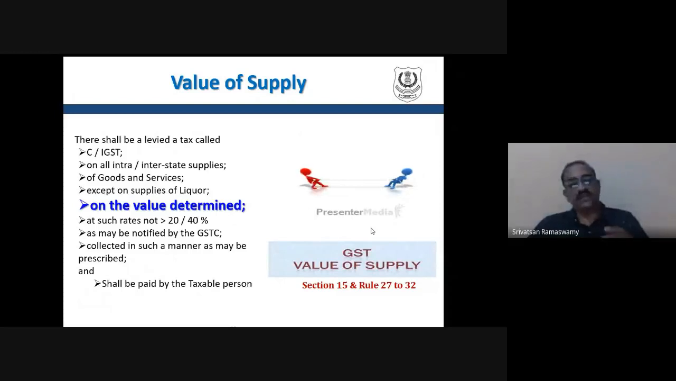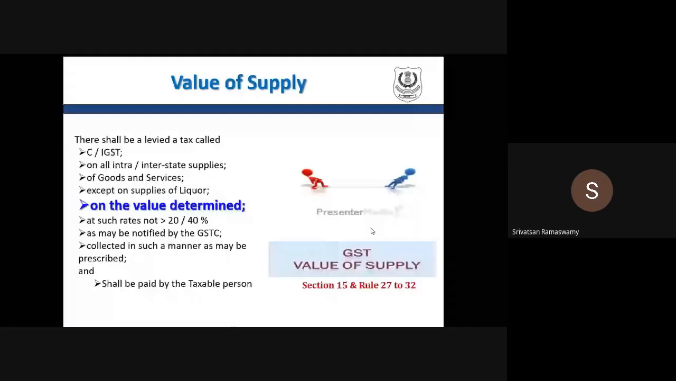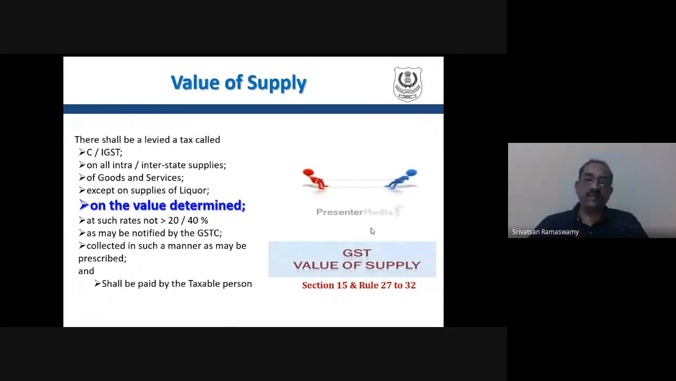This is very important. So that is precisely why I wanted to have a look back at the charging section. It specifically says that on the value determined, which means that you can levy taxes only on an ad valorem basis. I hope all of you understand the meaning of ad valorem based levy. Ad valorem based levy is nothing but a tax imposed as a percentage of the value of the transaction. So that is what ad valorem based levy is all about.